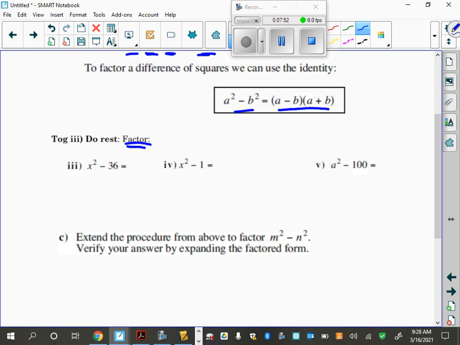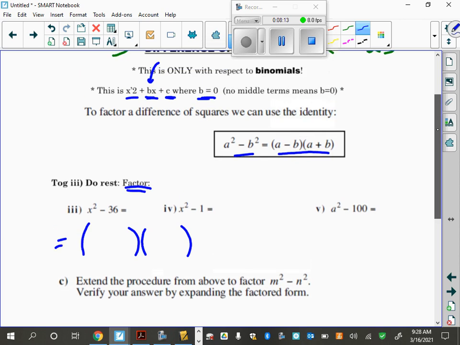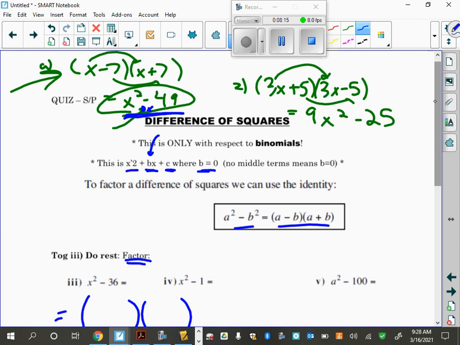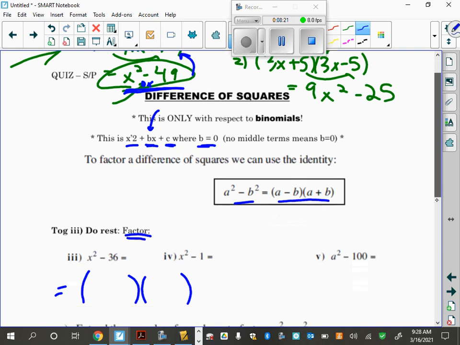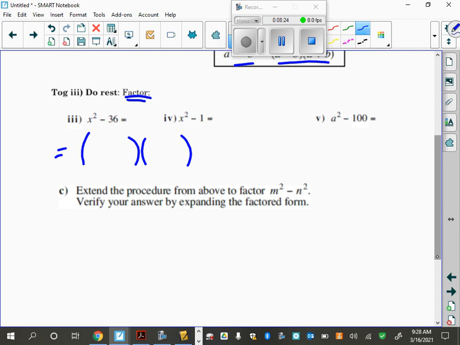And factor means what? Everyone? Create brackets. So that's what we do. And for this one, anybody want to mention to me what we do? How do we get the brackets from that? How do we go from the reverse now? How do we go from x squared minus 36 to the answer? Who can help me with good math words?